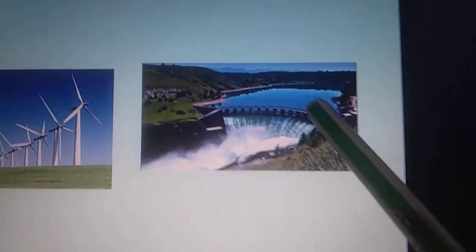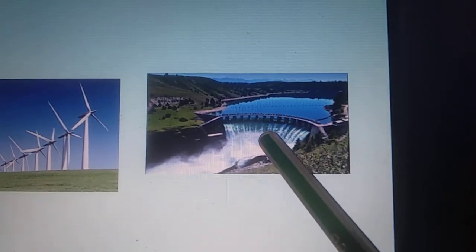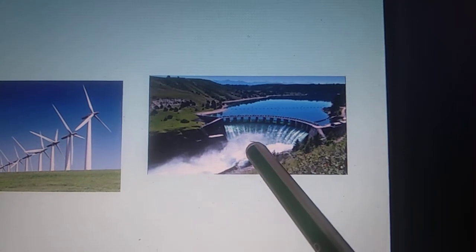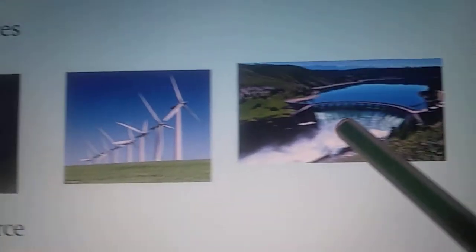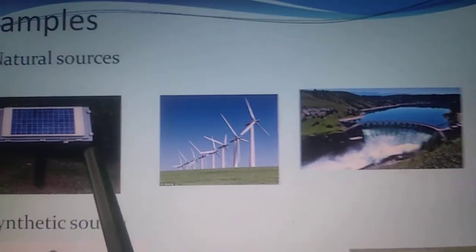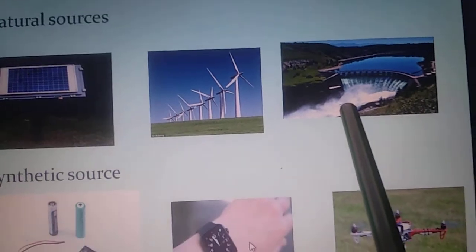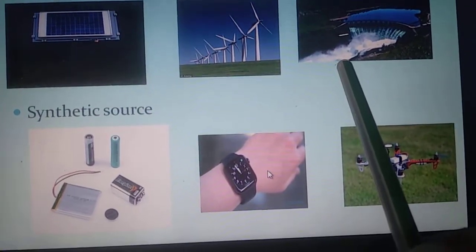Fine. Here, this is a picture of a dam. Water is flowing from a great height. It falls in a dam, and when it falls down, this energy of the falling water is converted into electricity. So these are all natural sources. The sun, the wind, and the water, they all give us energy. Basically, electrical energy is obtained from these natural sources.